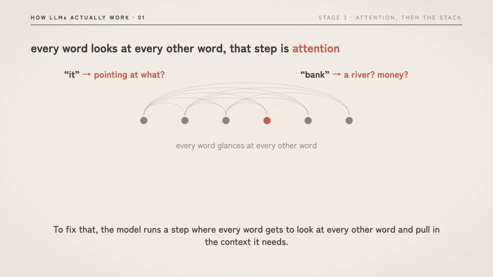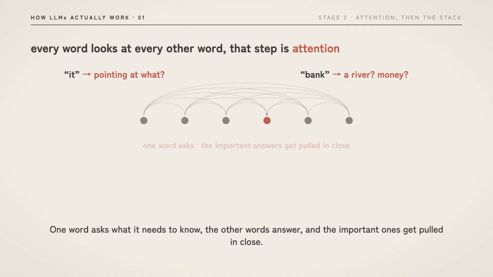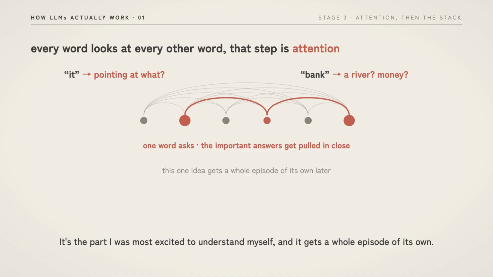To fix that, the model runs a step where every word gets to look at every other word and pull in the context it needs. That looking around step is called attention, and it's the idea that made these models possible in the first place. One word asks what it needs to know, the other words answer, and the important ones get pulled in close. It's the part I was most excited to understand myself, and it gets a whole episode of its own.